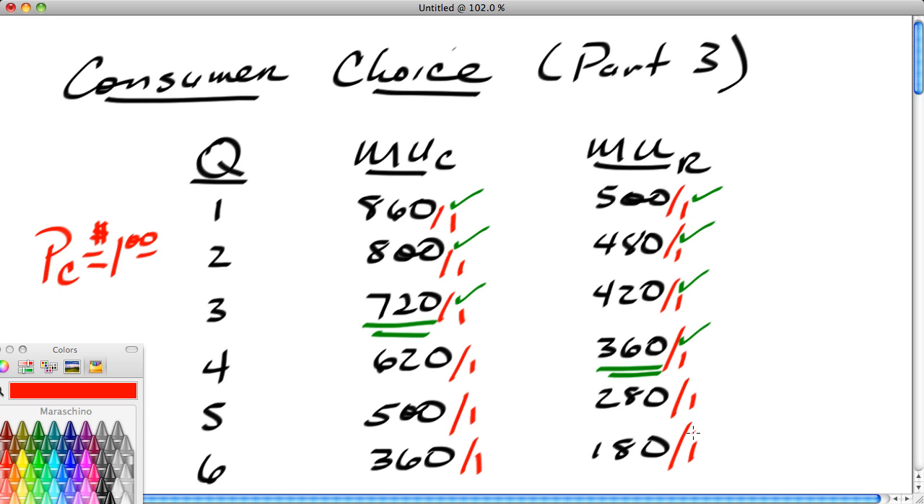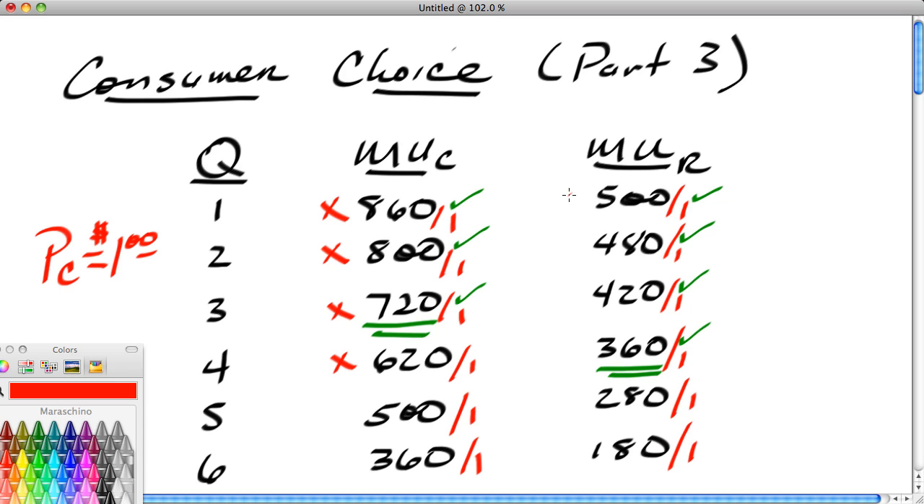So, where would the buyer want to put the first dollar? Well, 860 is clearly better than 500. So the buyer would buy the first coffee. The buyer would buy the second coffee as well because 800 is better than 500. The third coffee, because at 720, it is better than 500. The fourth coffee, because the fourth coffee provides more utility than the first roll. And then when we get to the fifth coffee, we see that the buyer would be indifferent: 500 for the fifth coffee, 500 for the first roll.